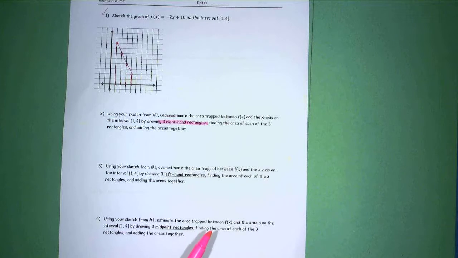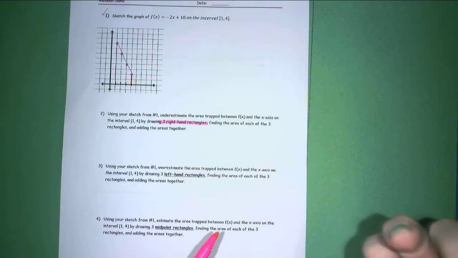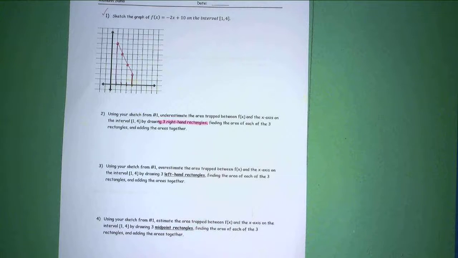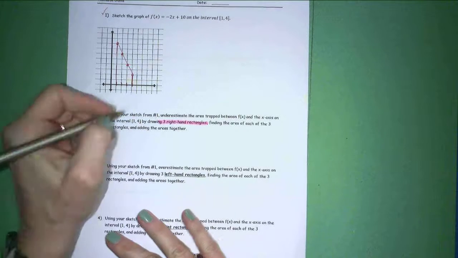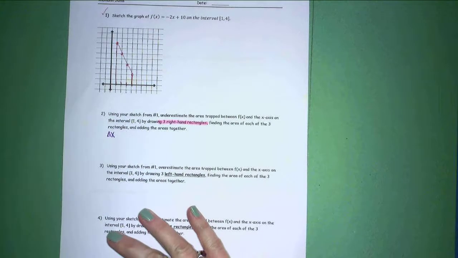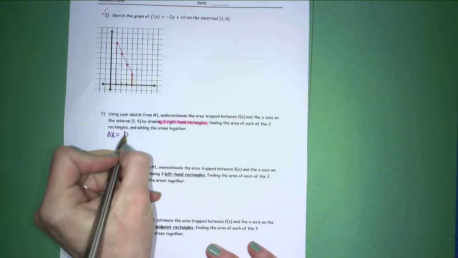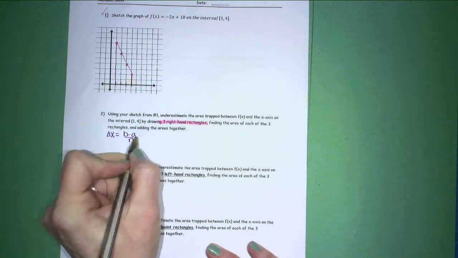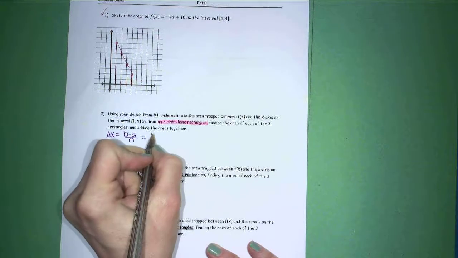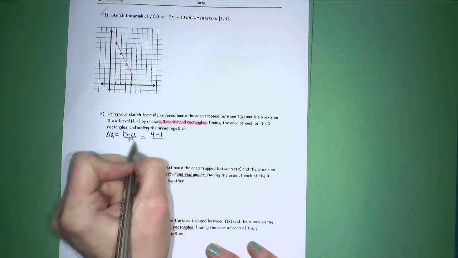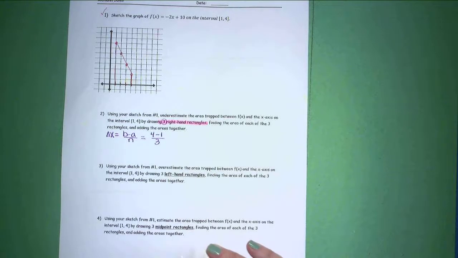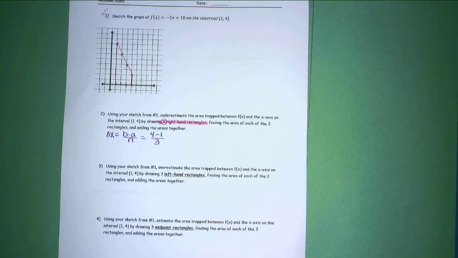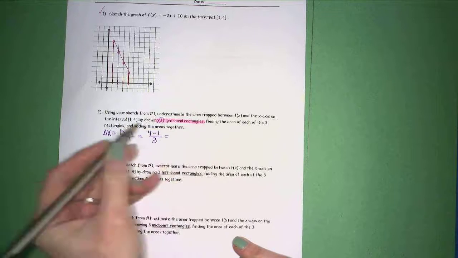Now when we developed the formula for Riemann sums, we did right-hand rectangles, so these should be familiar to you. So let's take a look. Let's find our delta x, which is going to give us the width of each of our rectangles. We know delta x to be the formula b minus a divided by n. So for us in this particular example, our b is 4, our a is 1, and our n is right here, 3. We're not going to let n approach infinity on this one since they're giving us a finite number of rectangles to make. So 4 minus 1 divided by 3 gives us a delta x of 1 unit.